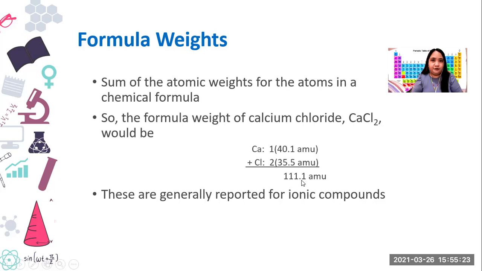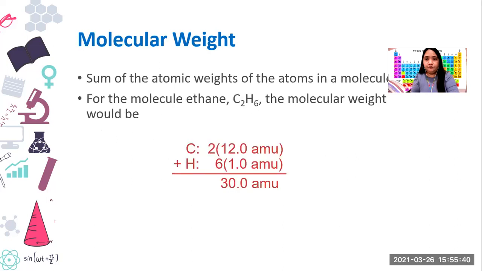Sometimes it's interchangeable that they use grams instead of AMU, or grams per mole. It means for every mole of that compound, how many grams are there. But these formula weights are usually used for ionic compounds.